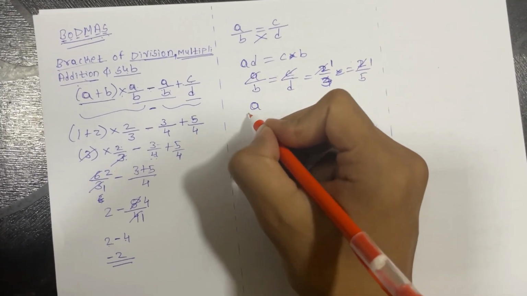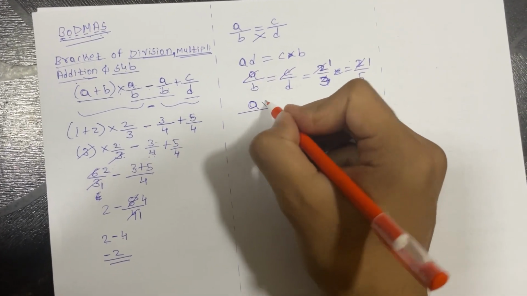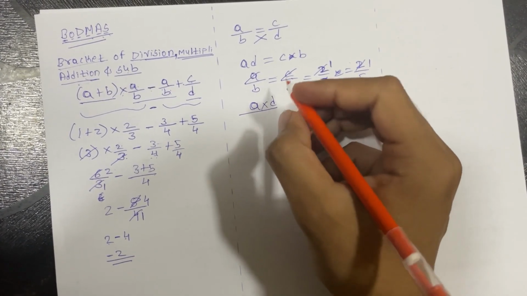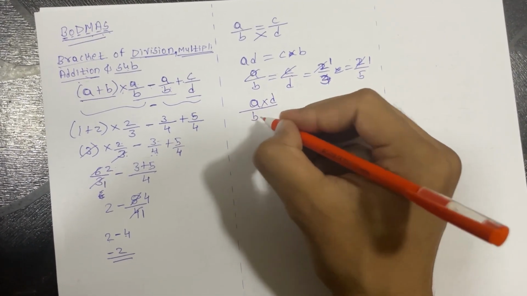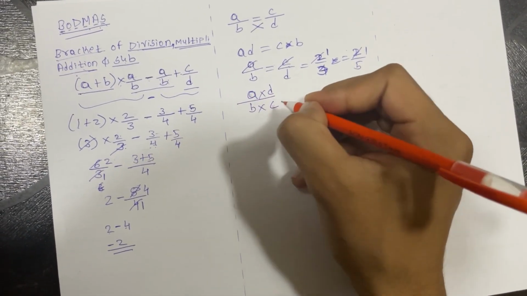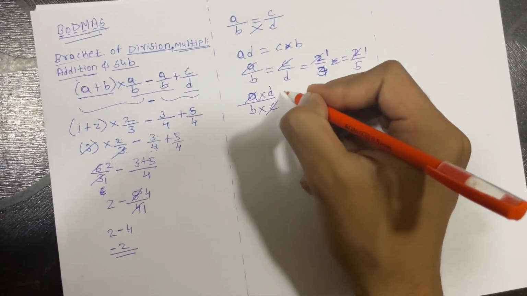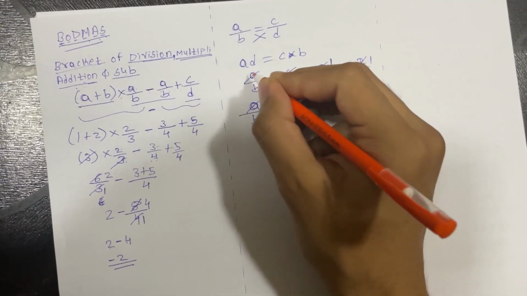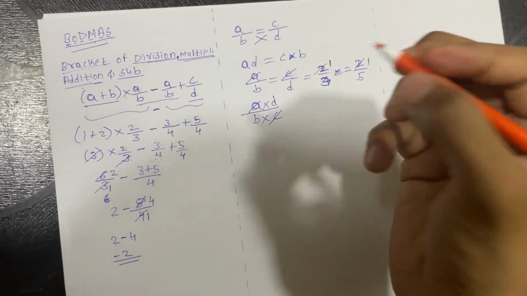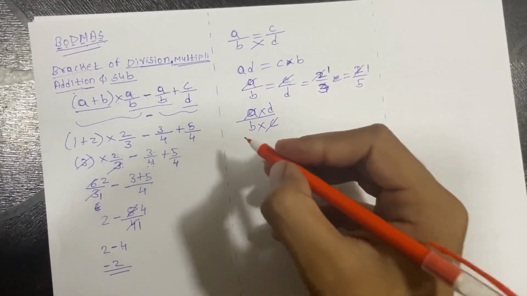So it will be A into D and B into C. Okay, so when we solve this, if we get A into C common, then we can cut this. That's why, if the numerators are the same, then we can cut this A into C, A and C.